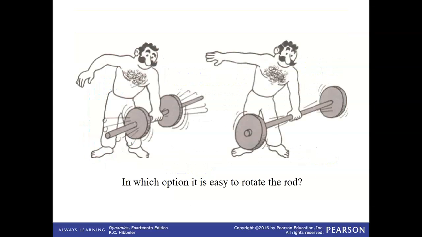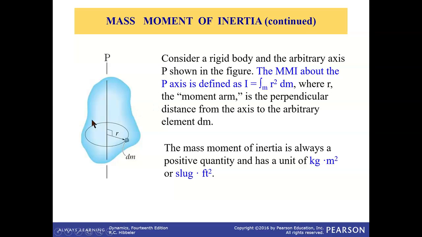Now in this slide we will see how to calculate it. So consider a rigid body and the arbitrary axis P shown in the figure. The moment of inertia about the P axis can be defined using the integral of r squared dm, where dm is a small elemental mass. We consider the small portion of mass in the entire body located at distance r from the axis of rotation. Then the moment of inertia of this small mass only is r squared dm. So the moment of inertia is the product of the square of the distance of the mass from the axis of rotation with its mass. So it's r squared dm, but it's only for a small mass. Then to calculate the moment of inertia of the entire object, we need to integrate over the mass. So it's the integral over mass of r squared dm.